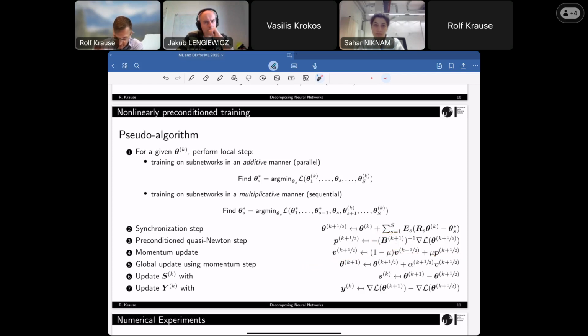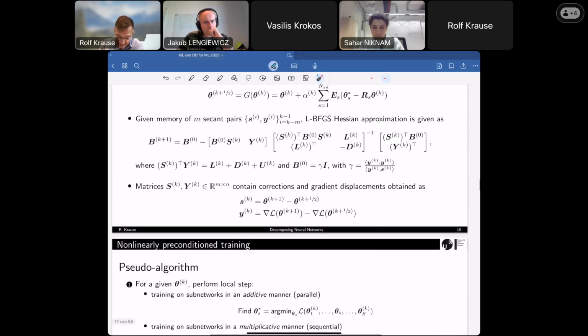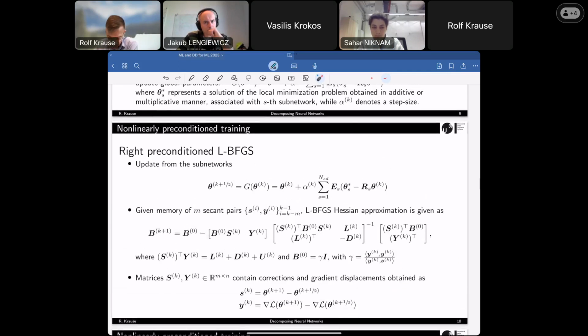And so you go ahead. And then the question is, how do you compute this approximate inverse? This is some variant of BFGS. And this is very important. We call this nonlinear post-smoothing. So you have your local information.